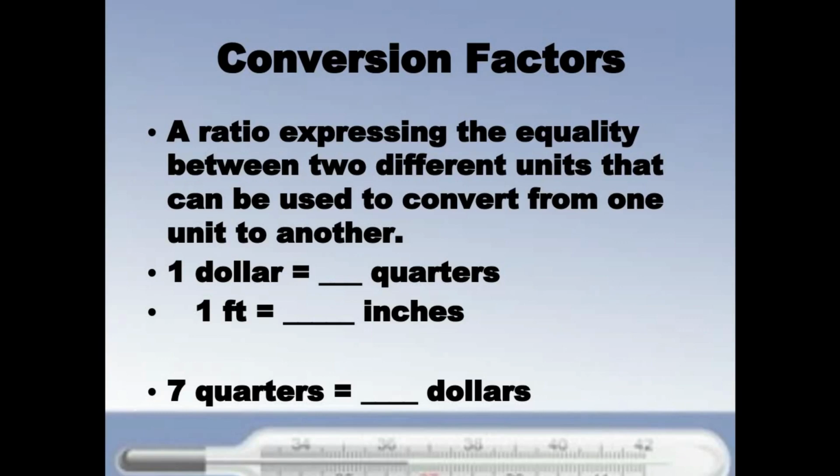So if we look at conversion factors, a conversion factor is basically a ratio expressing the comparison between one unit and another. So if we were to say $1 equals how many quarters, that's the comparison between those two amounts. So $1 would equal 4 quarters. 1 foot equals 12 inches. So the conversion factor there would be 1 foot to 12 inches. We could then use those to convert different amounts, like ratios. So if we know 4 quarters equals $1, 7 quarters will equal $1.75.